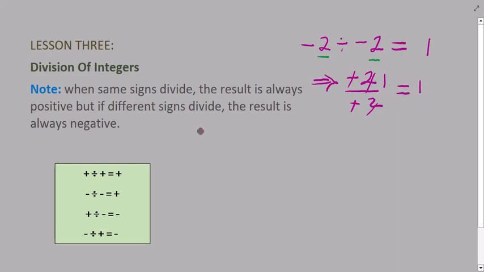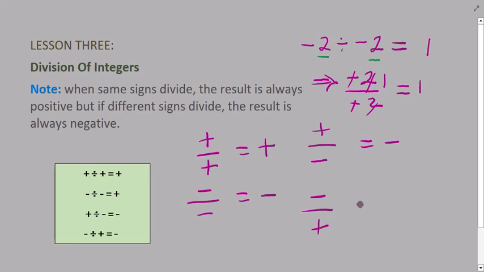Now you can construct this table just like we did in multiplication of signs. When you have positive over positive, the answer is positive. But negative over negative, the answer is also negative. When we have positive dividing negative, the answer is negative. And when we have negative dividing positive, the answer is also negative. Now this might not be clear to you, but let's check this out and solve some examples.